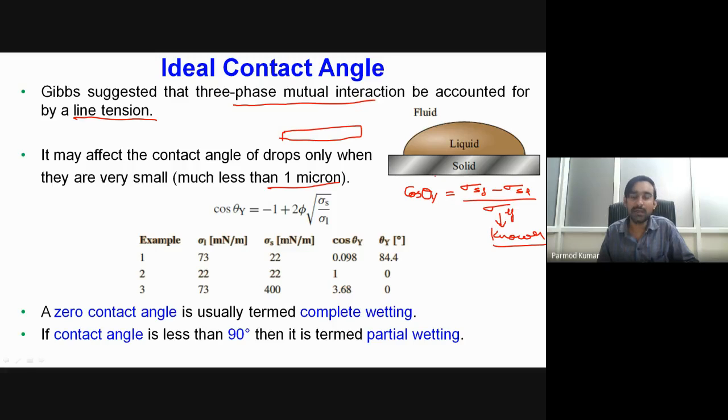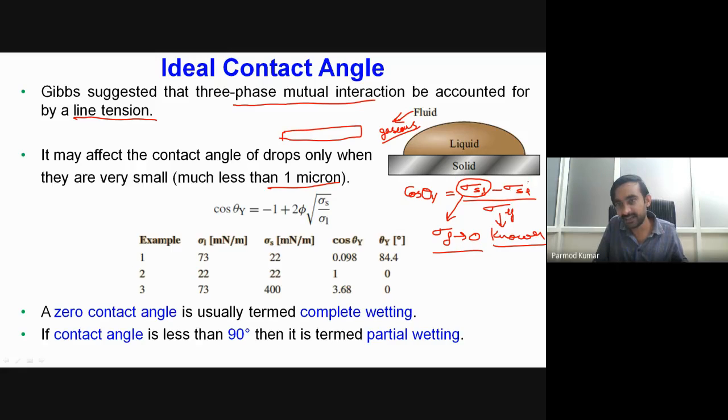At the same time, we also want to measure the value of theta Y. So generally, we take one assumption: the outside fluid is always in the gaseous phase. In that case, the value of the surface tension of this fluid can be taken as equal to 0. So we are considering that our outside fluid is a gaseous phase, and its surface tension value is equal to 0.